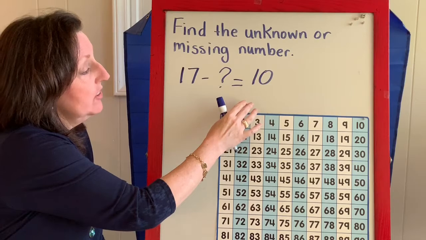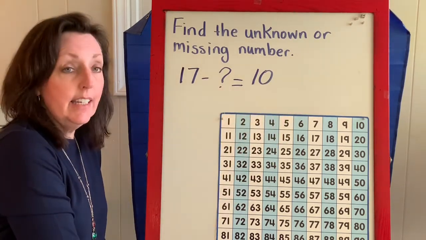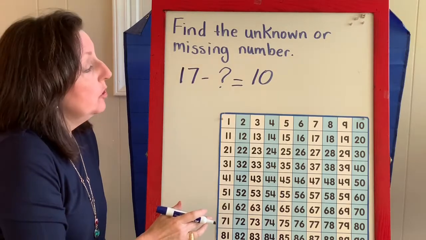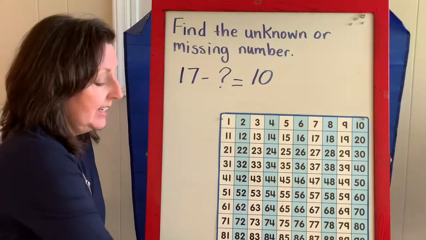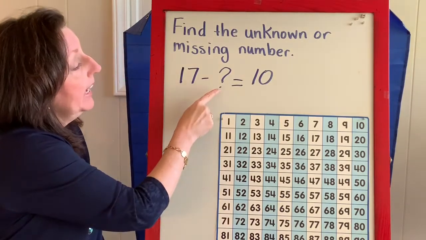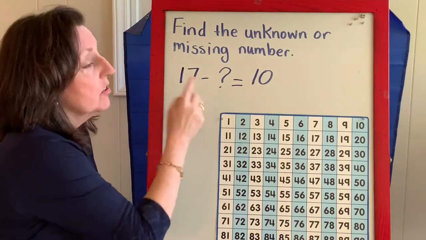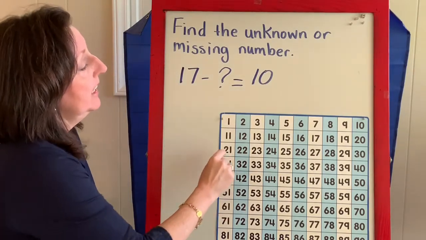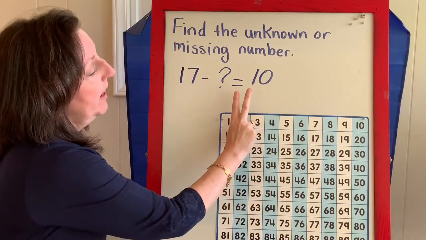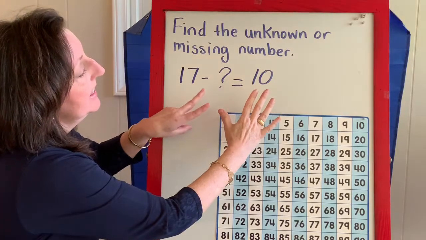You could draw 10 circles and then count and see what comes after the 10. The easiest way is to do it mentally. You could hold 10 in your head, 10, 10, 10, 10, 10, and you're going to count what comes after 10 and stop at 17. So let's hold 10 in our head. What comes after 10? 11, 12, 13, 14, 15, 16, 17.